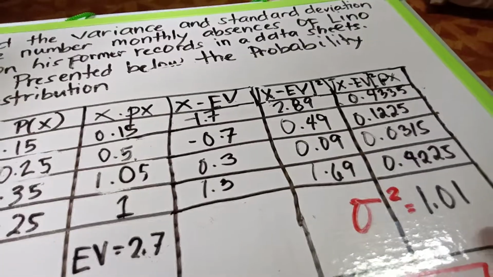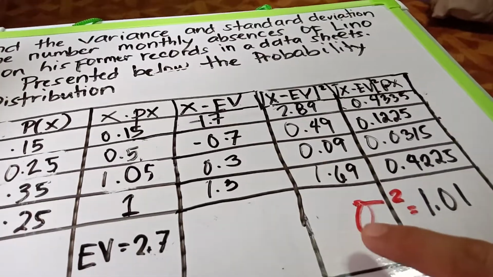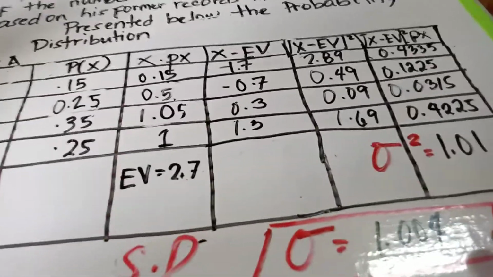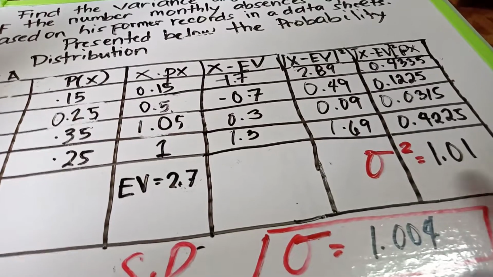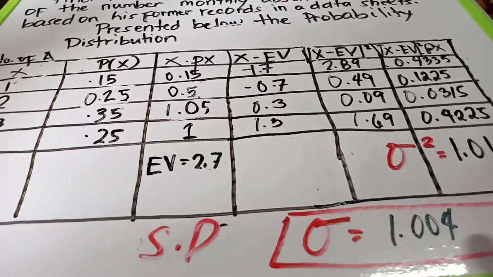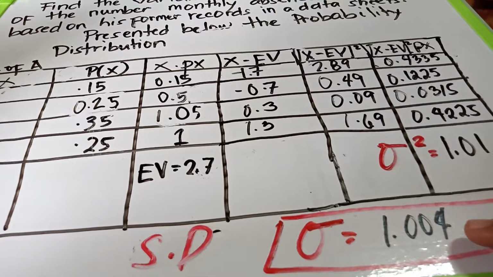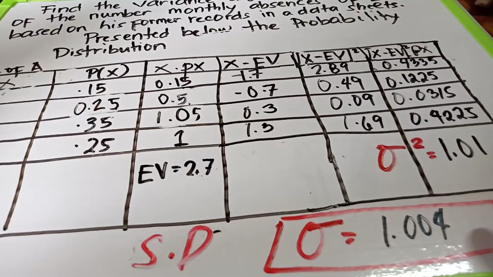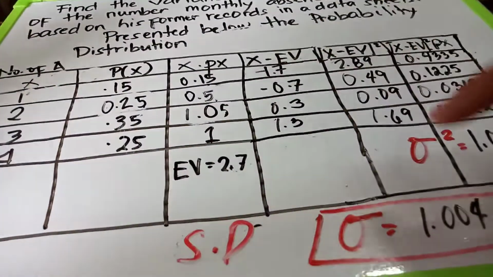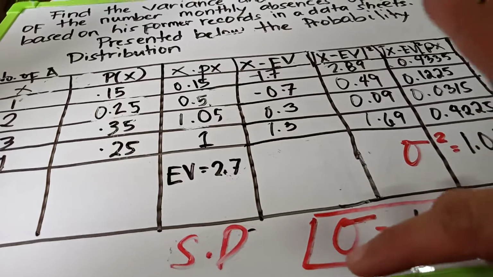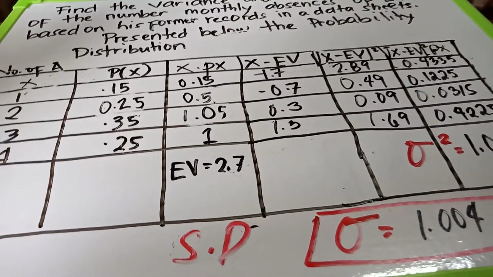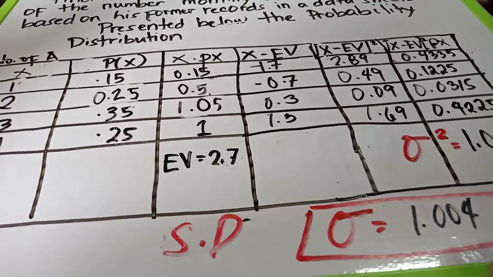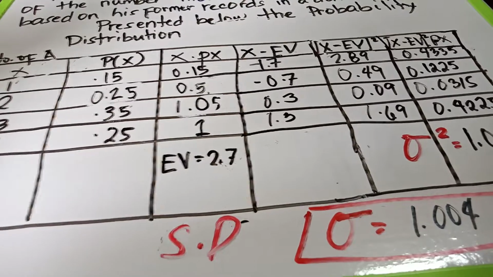The answer is 1.01. Take note, this is what you call the variance. And if we take the square root of 1.01, we get the standard deviation. The answer is 1.004. So these are the expected value, the variance, and the standard deviation. This is our first example in getting the mean, variance, and standard deviation.